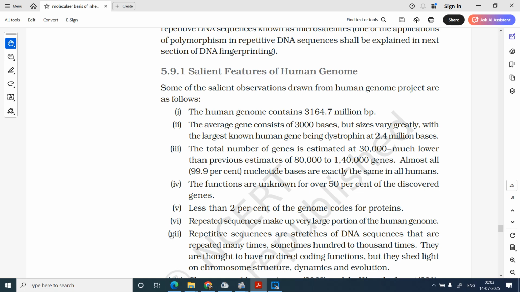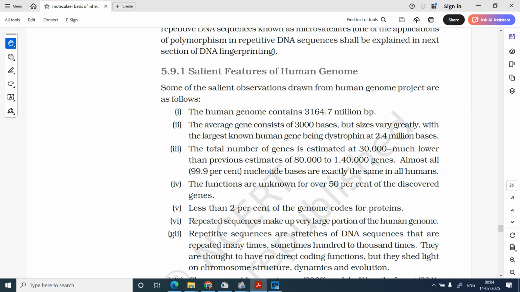5.9.1 Salient features of the human genome. Some of the salient observations drawn from the Human Genome Project are as follows. Number 1, the human genome contains 3164.7 million base pairs. Number 2, the average gene consists of 3000 bases, but size varies greatly, with the largest known human gene being dystrophin at 2.4 million bases. Third, the total number of genes is estimated at 30,000, much lower than previous estimates of 80,000 to 140,000 genes.